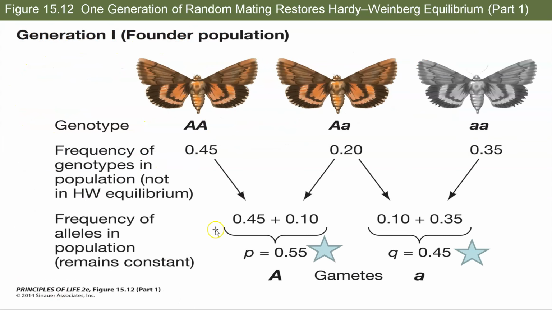Let me show you a graphic here. You have homozygous dominant, heterozygous, homozygous recessive, and then p and q stand for the gametes. Half of heterozygous is dominant and half of it's recessive, so they take half and add them together and they get their p's and q's.